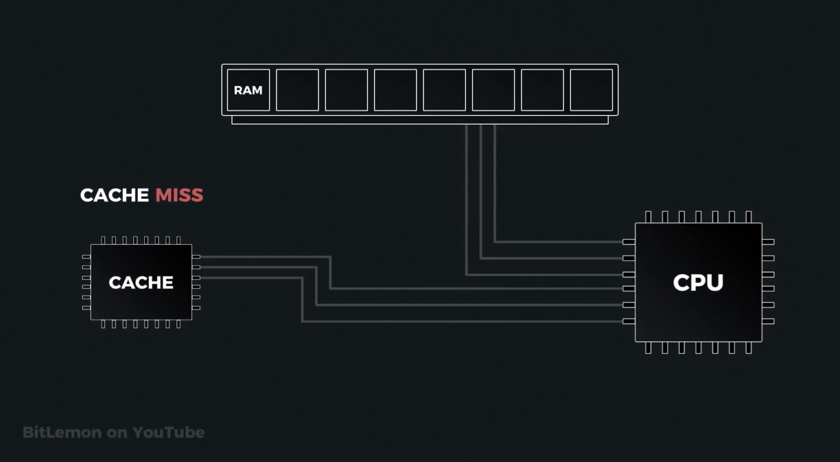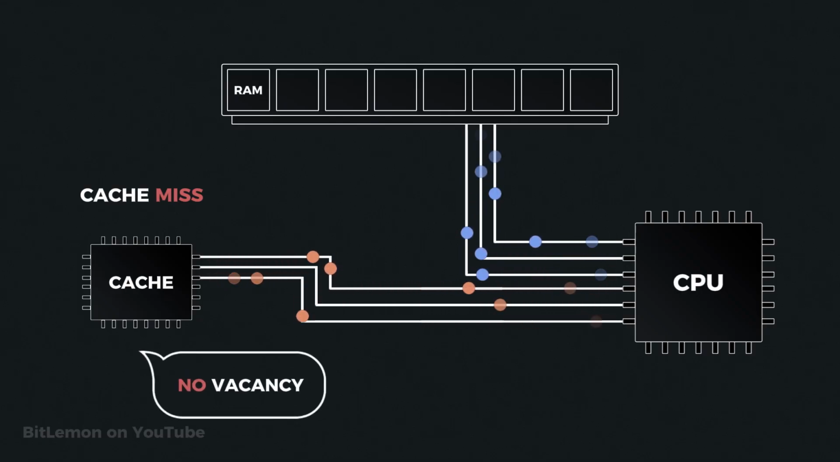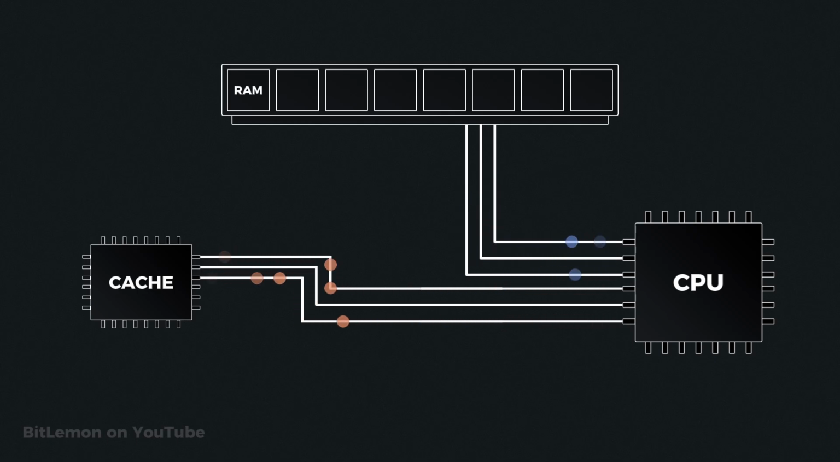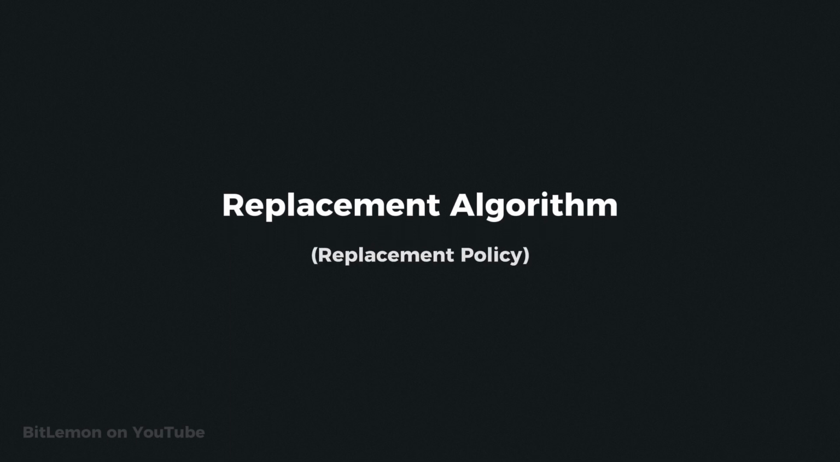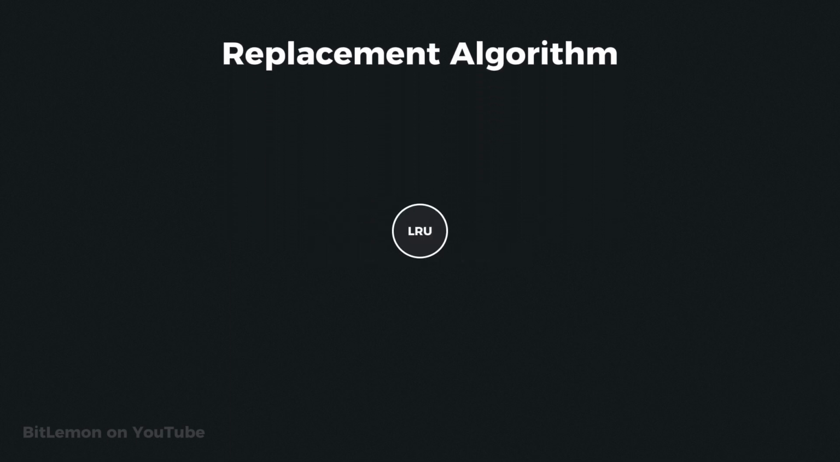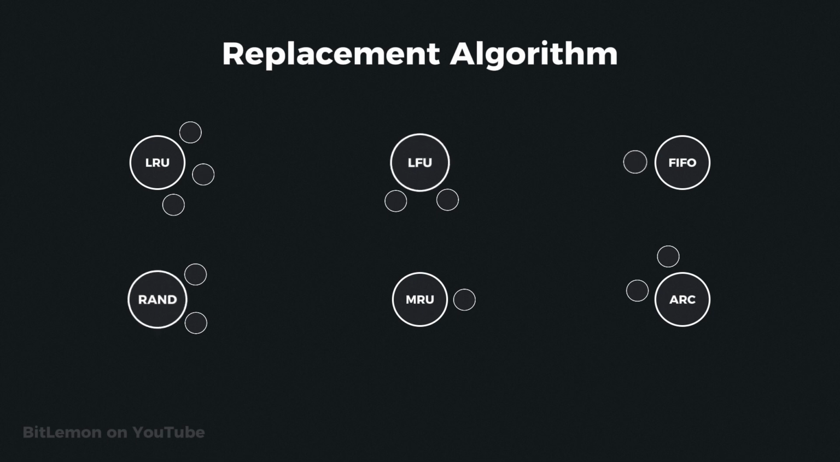When a cache miss occurs, the CPU needs to load the data from the main memory into the cache. However, if the cache is already full, it must decide which existing data in the cache to evict. This decision is made using a replacement algorithm, also known as a replacement policy. There are many types of cache replacement policies, each with several variations. Every cache uses the best policy for its specific purpose.